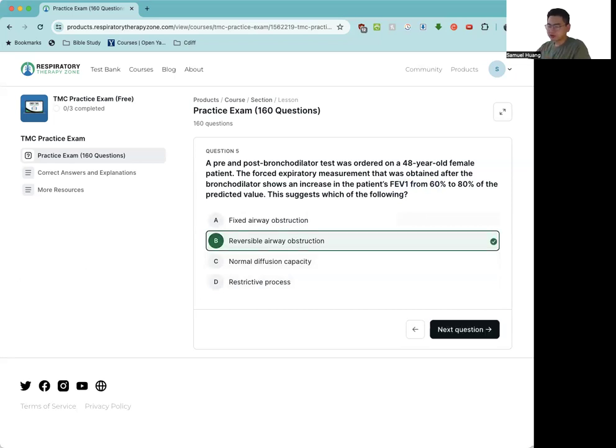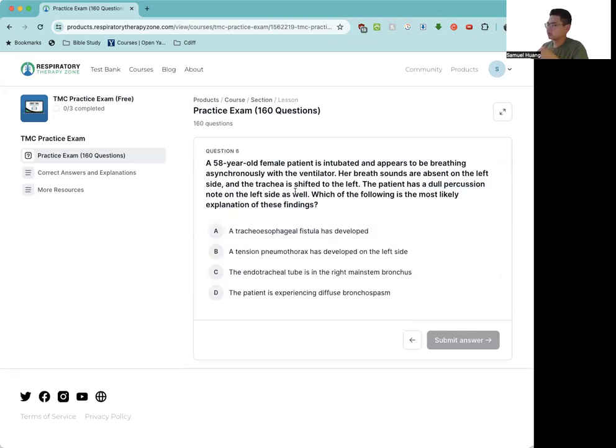So the obstructive process is relieved as you give a bronchodilator, like methacholine, and the forced expiratory volume increases greater than 12 to 15%. 20% is very, very good.